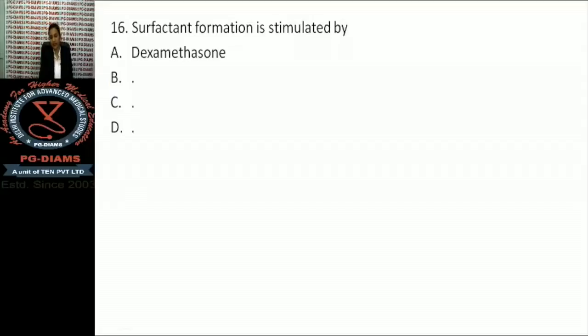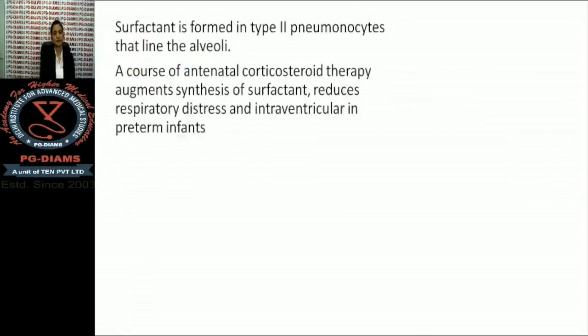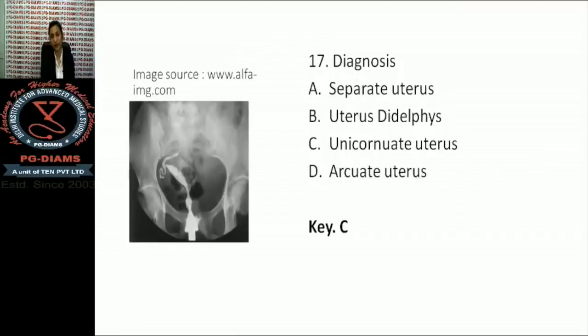Surfactant. Now I could not get the other options for this question because most of the students thought it was a very easy, straightforward question. So if this was the option and there were no other eligible options, this is going to be the answer. Surfactant formation is stimulated by corticosteroids. Dexamethasone is one of them. Surfactant is formed in type 2 pneumocytes in the lung which line the alveoli. A course of corticosteroids is given in preterms to accelerate formation of surfactant, and this helps decrease the chances of respiratory distress syndrome from surfactant deficiency.